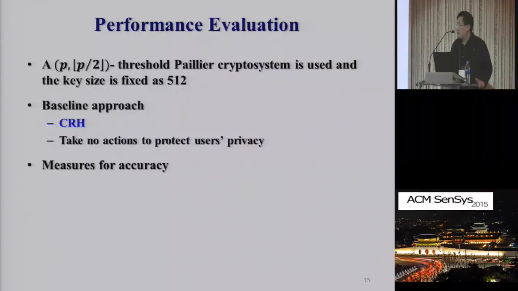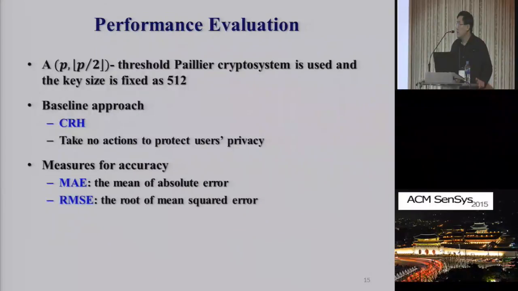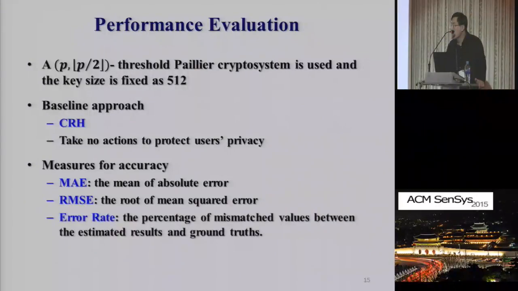And next, I'd like to introduce some metrics we use to evaluate the accuracy. Still, like I mentioned in the previous talk, we use the MAE and the RMSE to measure the error of the continuous data. And for categorical data, we use the error rate, which is defined as the percentage of the mismatched values between the estimated truth and the ground truth.